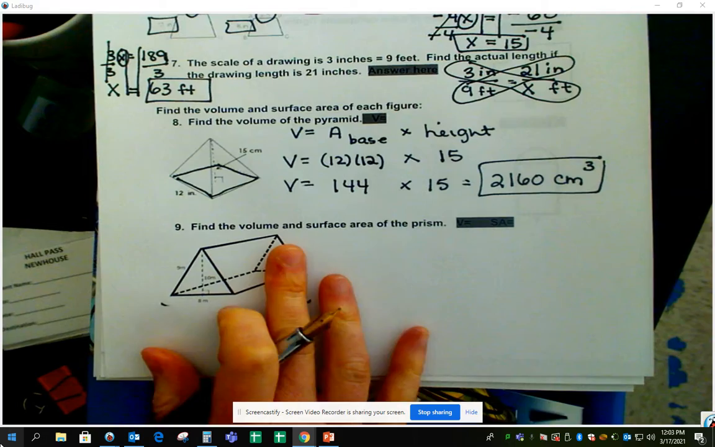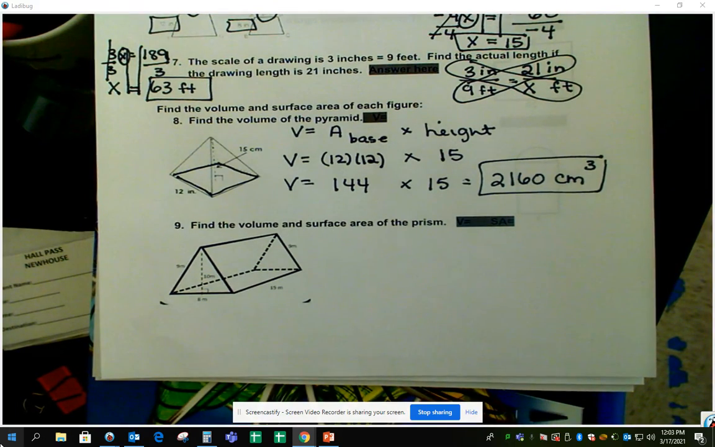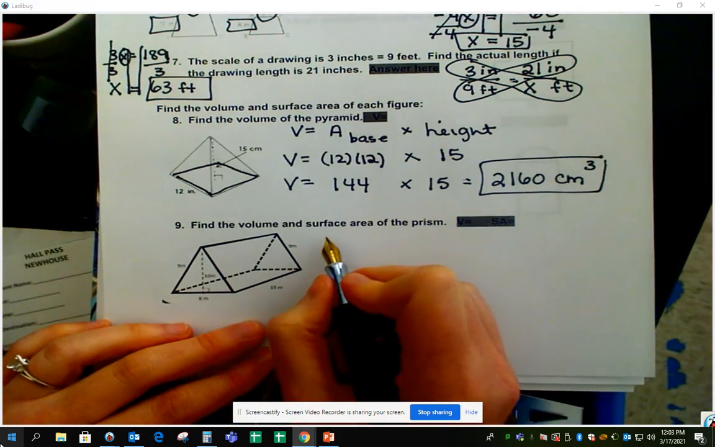Okay, here we're finding both the volume and surface area. So let's do volume first, since we just did one of those.